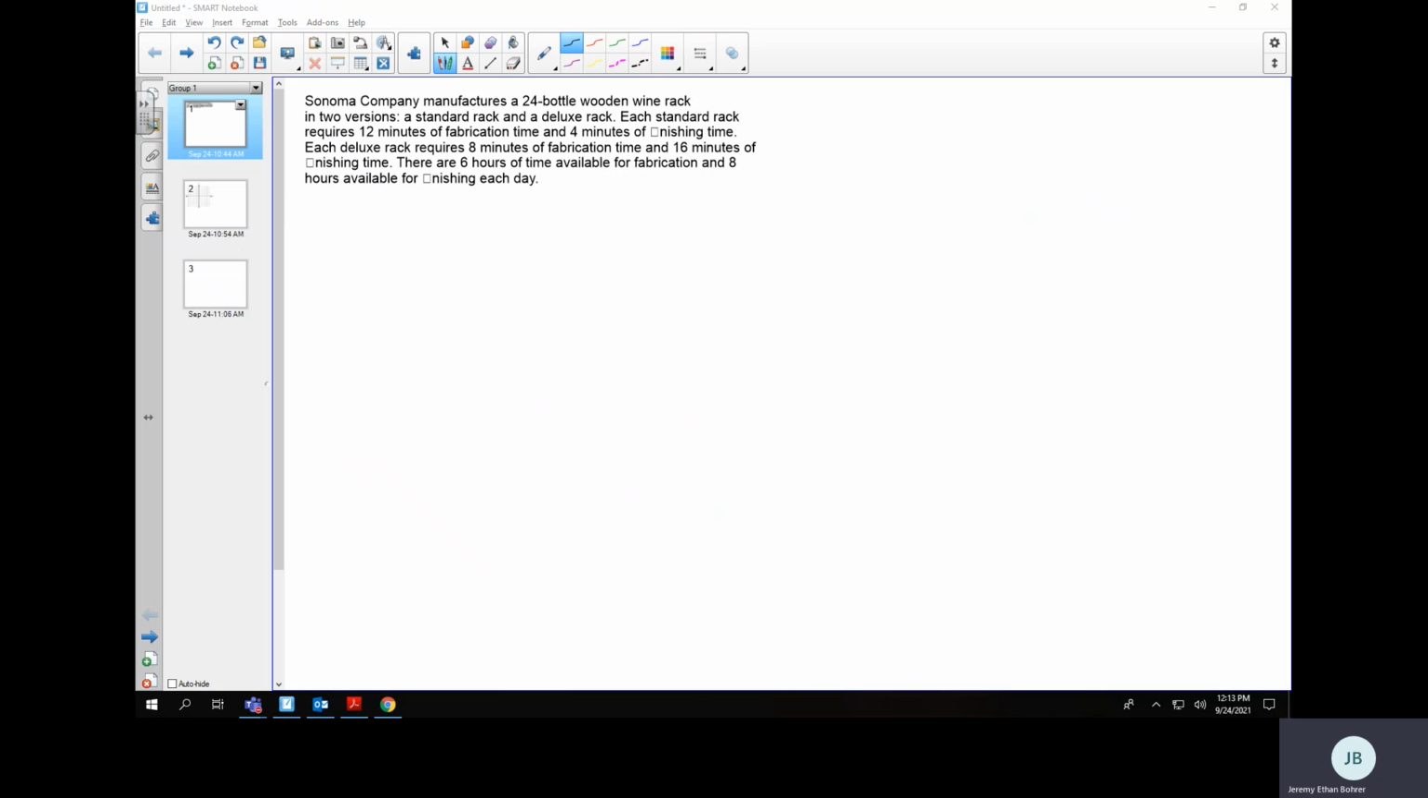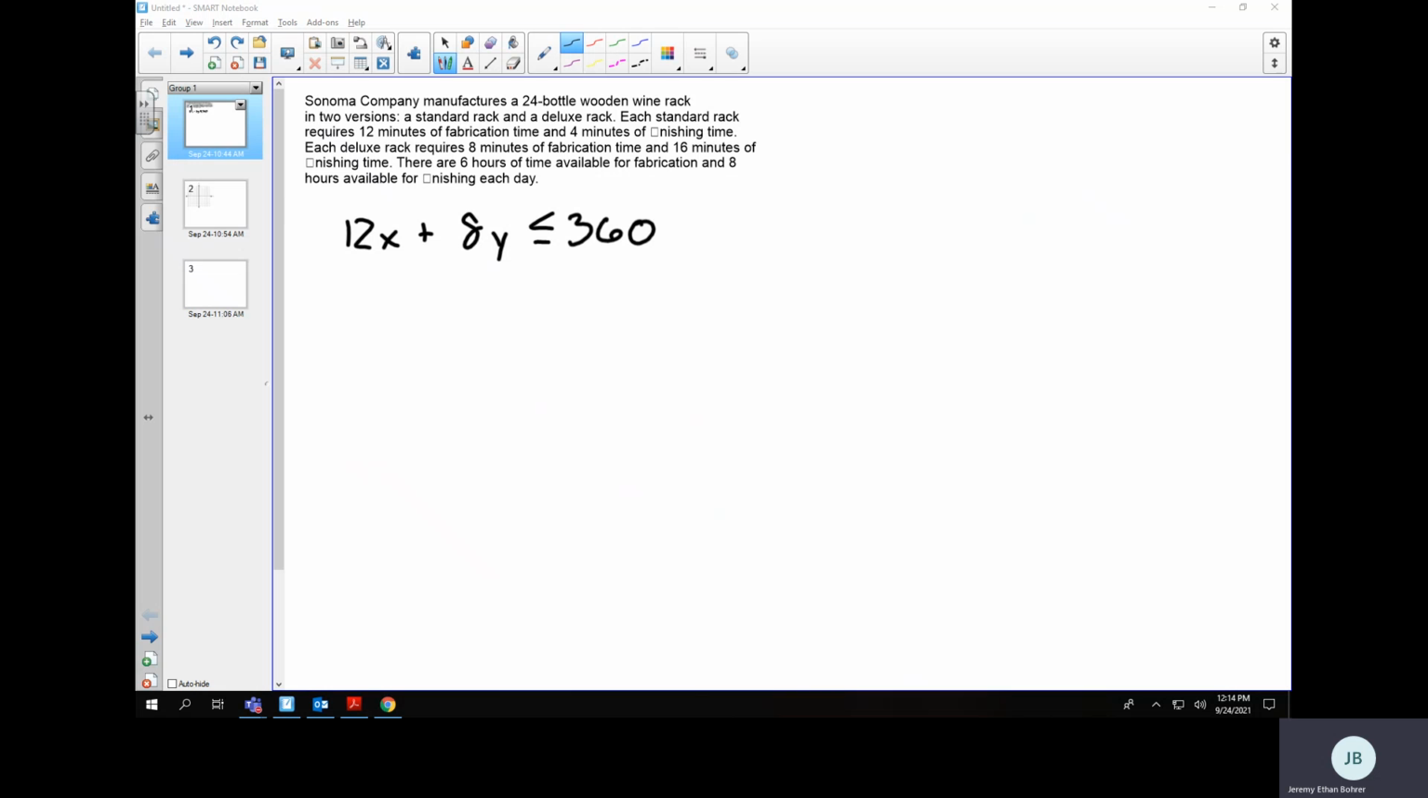For our fabrication time, there are 6 hours available, so 12x plus 8y is less than or equal to 6. So we know that this is true because this is going to be our fabrication time. X is our number of standard racks and Y is our number of deluxe racks. So 12 times, that shouldn't be 6 hours, that should be 6 times 60, since this is 6 hours of time available. So that's 360.